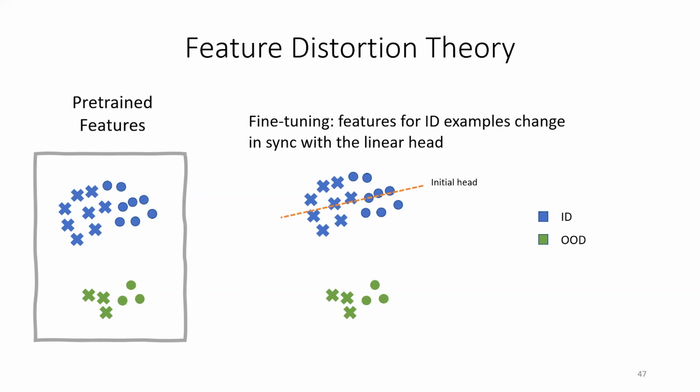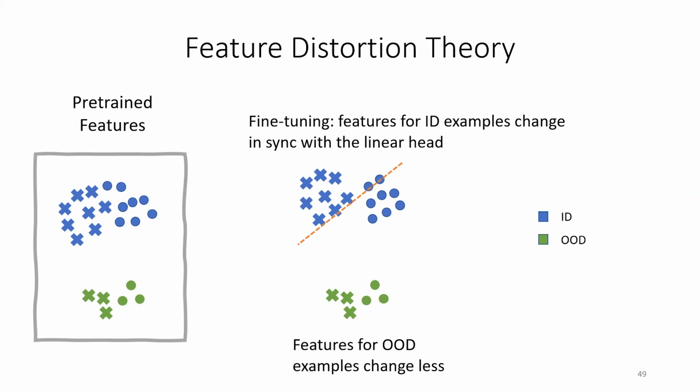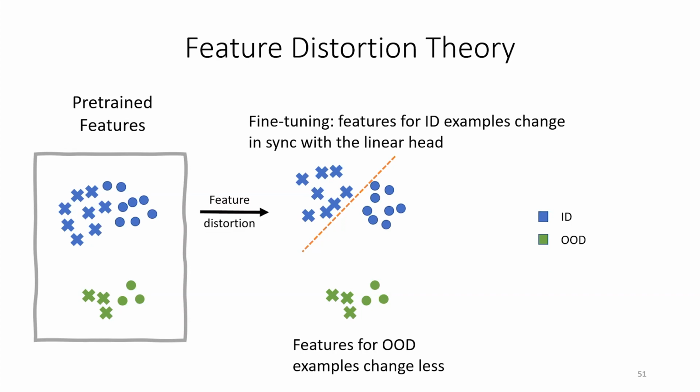So while you're learning the head to try and separate the blue circles from the blue crosses, the features also change. Fine-tuning also changes the features of the model. And it changes features for the blue examples, which it's fine-tuning on, more than for the green, which are unseen. These are the OOD unseen examples. So eventually, it does well on the blue examples. It separates the blue circles from the blue crosses. But in this process, the features have gotten distorted. It's kind of forgotten the pre-trained features. And so now it does poorly on out-of-distribution examples.